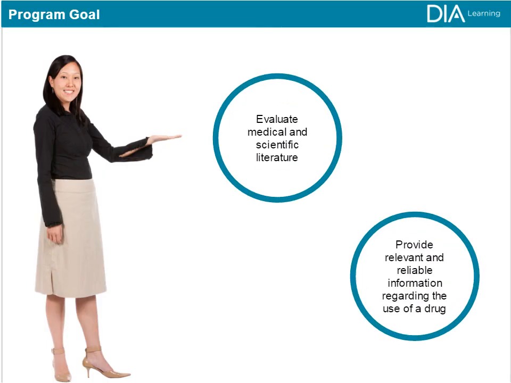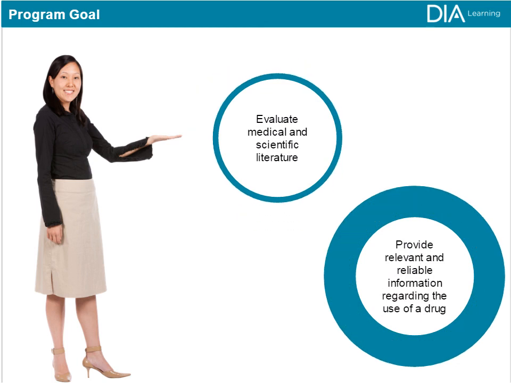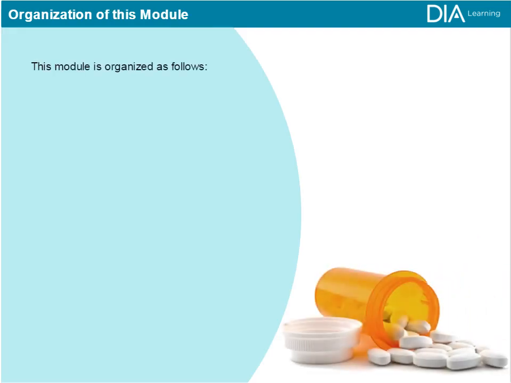This module is designed to help medical affairs professionals effectively evaluate medical and scientific literature, so they can identify and provide relevant and reliable information to healthcare professionals regarding the use of a particular drug. This module is organized around the following major facets of literature evaluation.